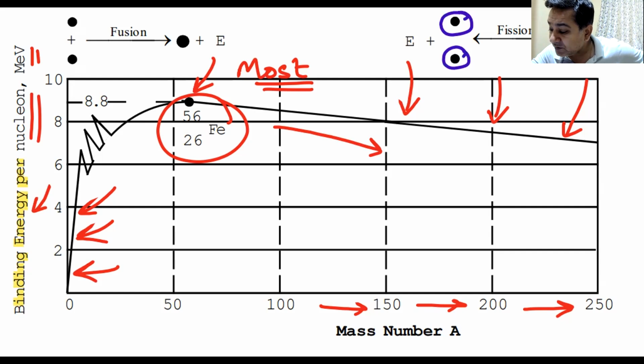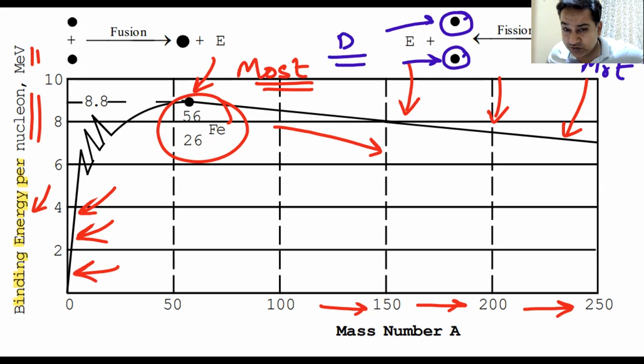We call this one as the mother. This is the mother, and these two become their daughter. Do we understand this? Yes, sir. This is nuclear fission, breaking, fission, tutna, fission.